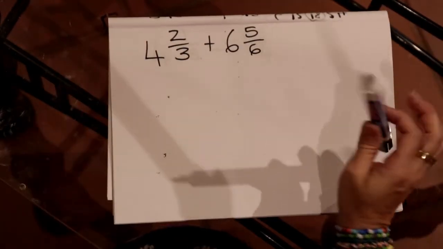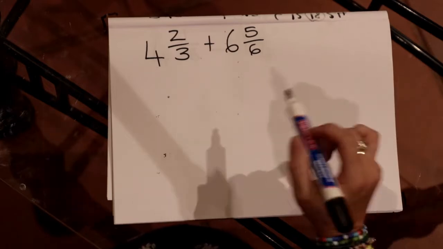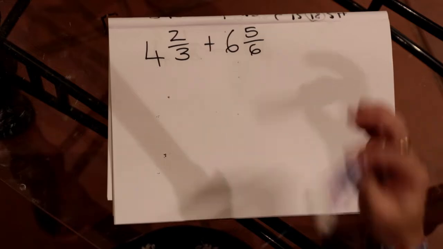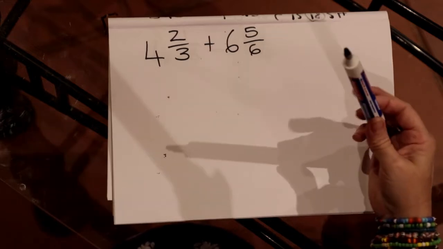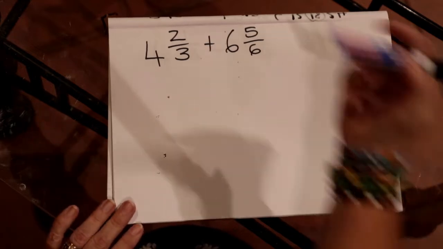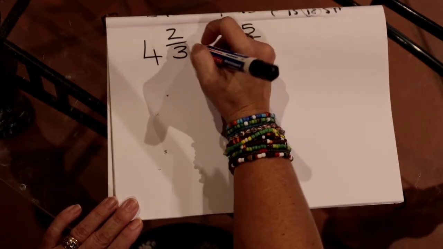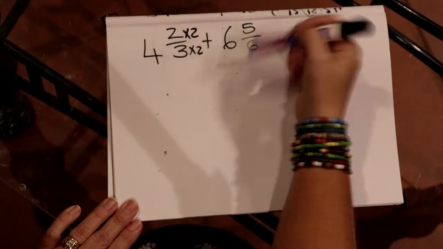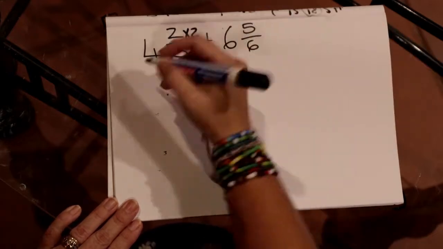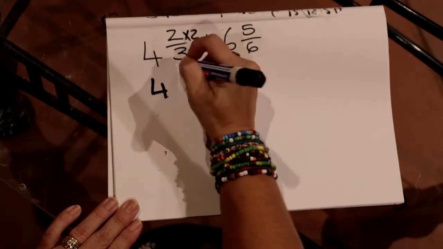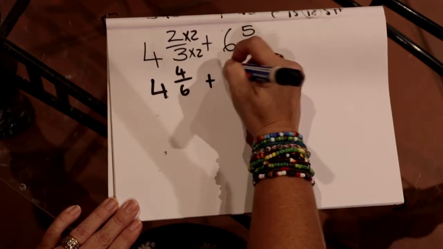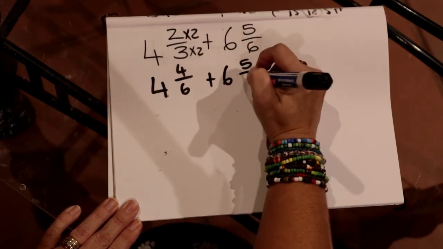Then here in grade 6, you started working with mixed numbers. Now they gave you a whole number and a fraction, but your principle stays exactly the same. In other words, your denominators have to be the same first. So your first step is to make your denominators the same. In this case, I can change the one side into the other side again. So I've got 4 and 4 over 6 plus 6 and 5 over 6.